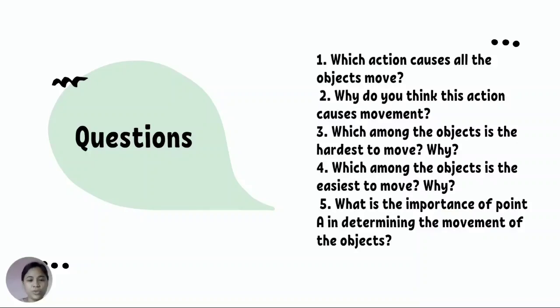Which among the objects is the hardest to move and why? Which among the objects is the easiest to move and why? What is the importance of point A in determining the movement of the object?